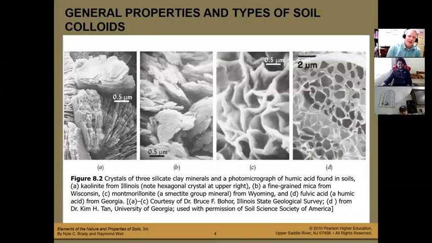Okay. All right, let's look at a few of these different types of structures. On the far left here, this is an example of a kaolinite, and we're going to go into detail on what a kaolinite is. B is a fine-grained mica, so probably a 2-to-1 type clay. Here's a montmorillonite, which is also a 2-to-1 clay. And D is a fulvic acid or a humic acid, so this is actually organic matter right here. That's the broken down point.